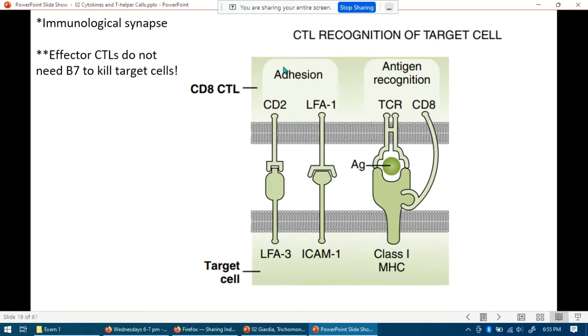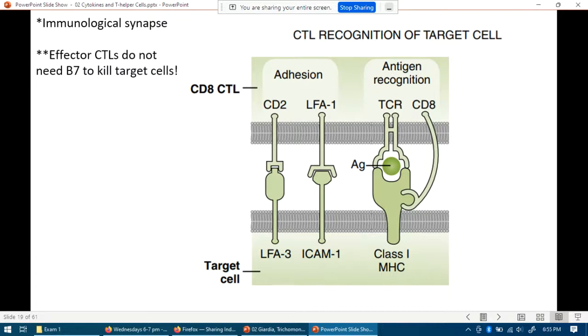And then, of course, you also have the adhesion molecules happening at the same time. Now notice that there is no B7 signal here. There is no B7. That is because effector cytotoxic T cells do not need B7 in order to kill target cells.